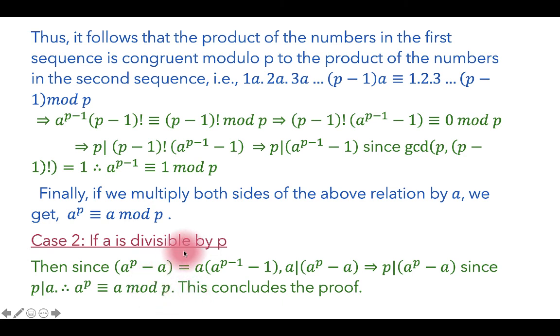Thus, if p divides a, then a raised to p is congruent to a modulo p. Thus, we have proved that if p does not divide a, then a raised to p minus 1 is congruent to 1 modulo p, and for any integer a, that is, in both cases we have shown that a raised to p is congruent to a modulo p.